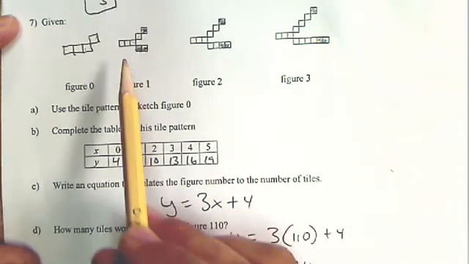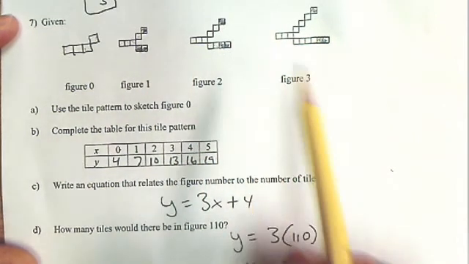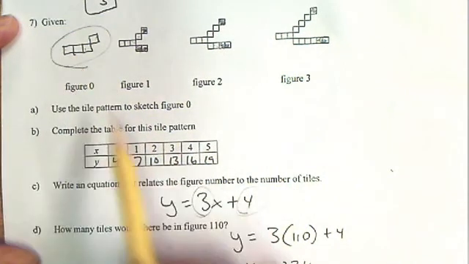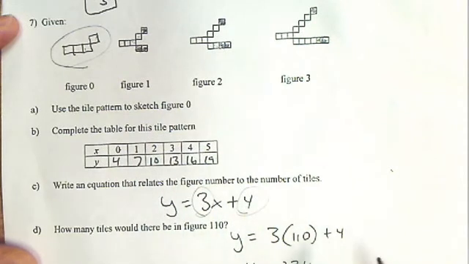And how it's changing is your slope. Slope is how it changes, and that's how I knew that was 3x. This is my y-intercept. That's where it starts at, so that's 4. And then to find the 110th figure, you just plug it in for the x, and you solve.